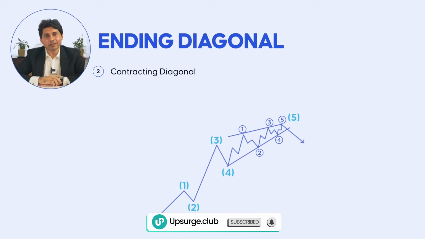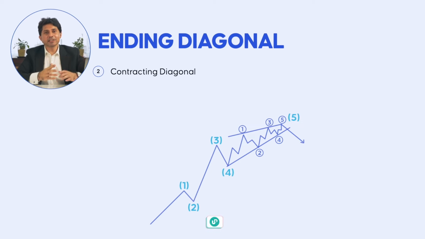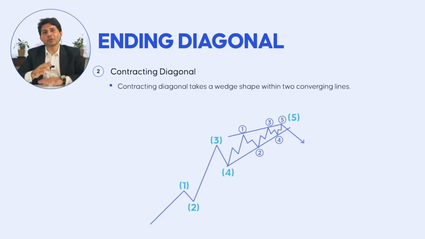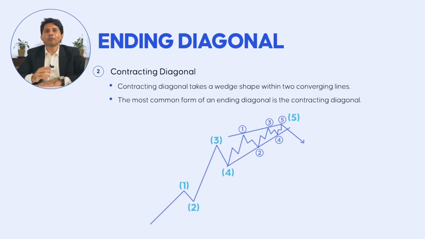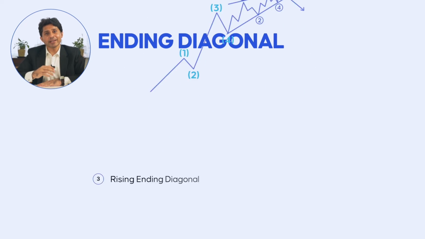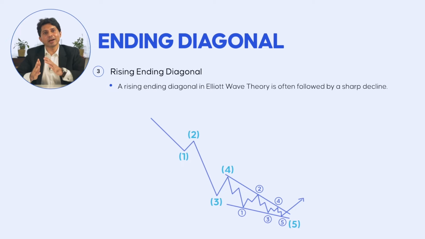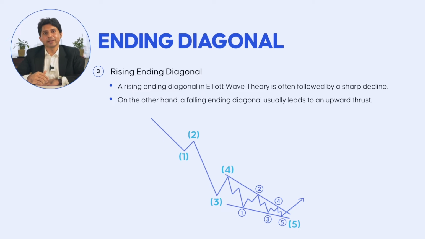A contracting diagonal, which you can see in the figure, takes the wedge shape within two converging lines, which was pretty much the classical formation of a wedge. This most common form for an ending diagonal is illustrated in the figure as shown in this typical position within its larger impulse wave. A rising ending diagonal is usually followed by a sharp decline, retracing it back to the level where it began and typically much further. A falling ending diagonal, by the same token, usually gives rise to an upward thrust.